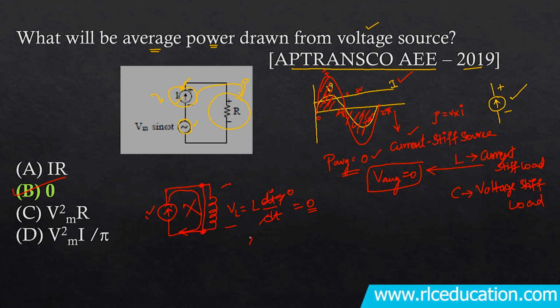So wherever you have a source which is current stiff, the load cannot be current stiff. The load must be voltage stiff. Likewise, if the source is voltage stiff, then the load must be current stiff. This combination has to be kept in mind. If this convention is not followed, the source automatically gets overloaded, and that is not good for the entire system.